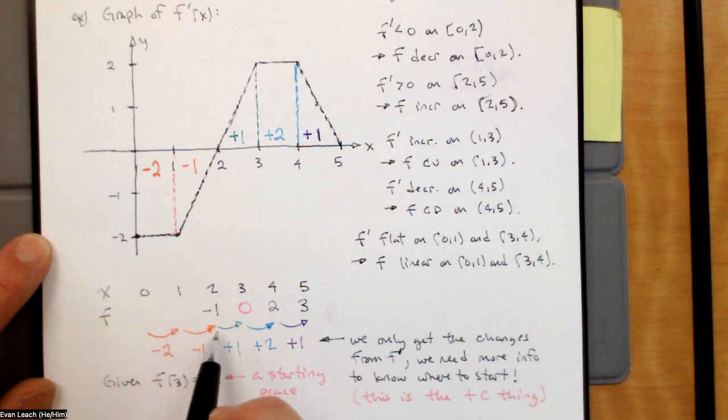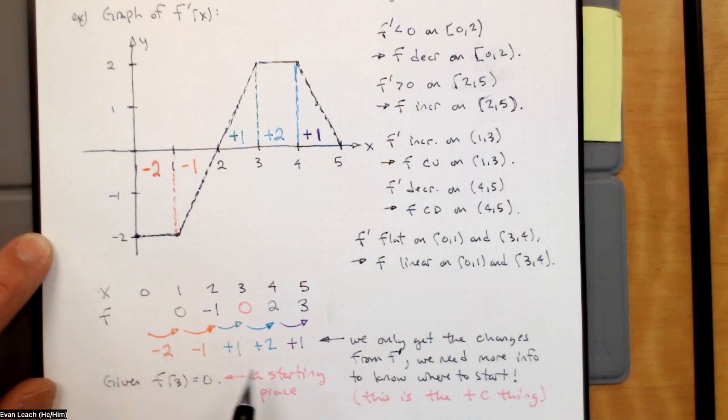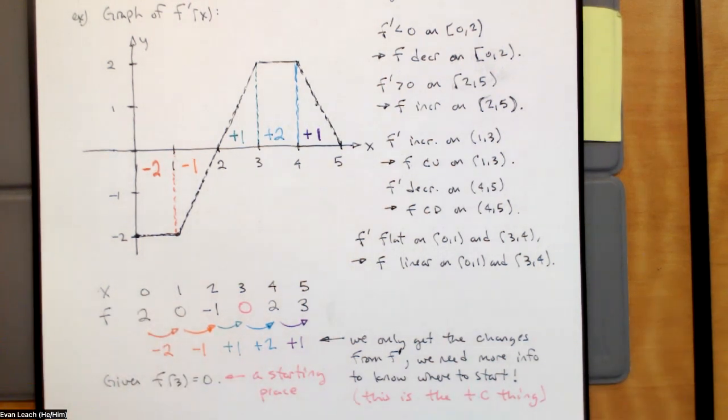From 1 to 2, we see a decrease of 1. So that means f of 1 must be 0. And from 0 to 1, we see a decrease of 2. So we must have started at 2. The derivative is telling us about the changes. It doesn't tell us where we're starting.